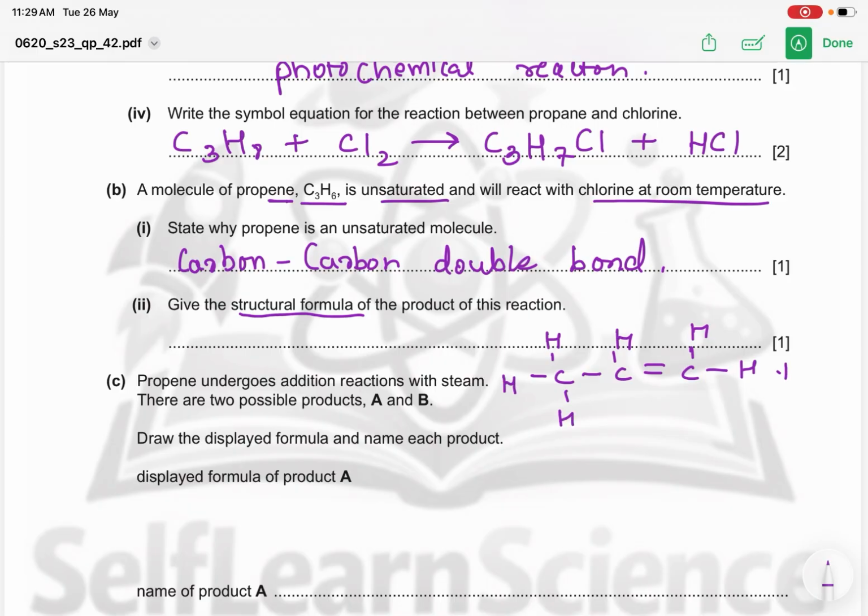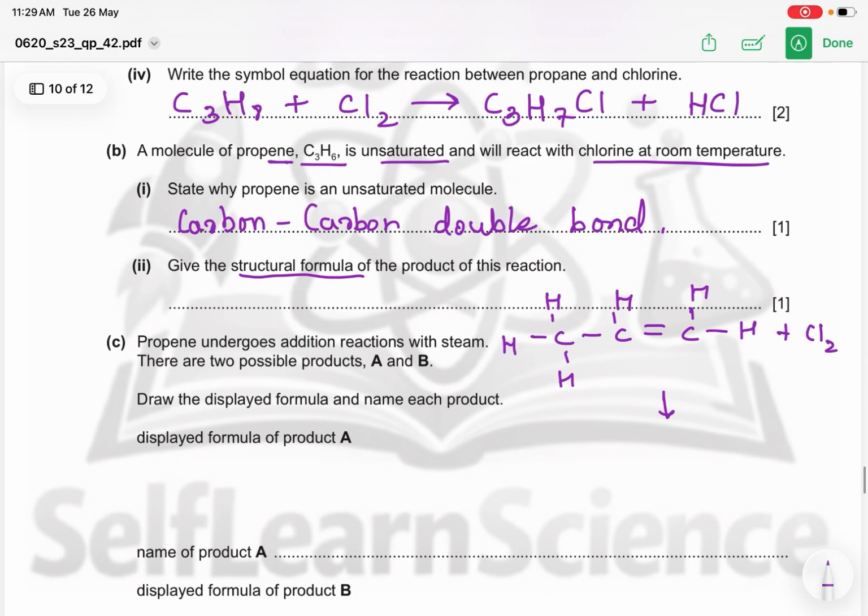If I react it with chlorine, the chlorine atoms will get attached across the carbon carbon double bond. So this structure will look something like this: 1, 2 and 3. The double bond would get converted to a single bond because the chlorine atoms will bond where I was having my carbon carbon double bond. So here it will come, and the hydrogens remain the same.